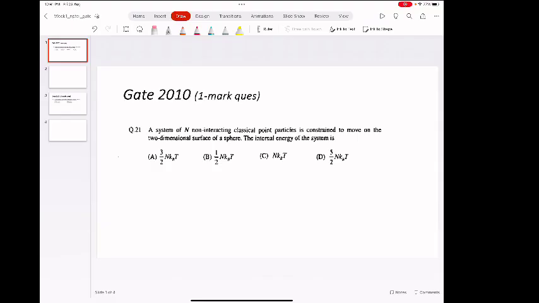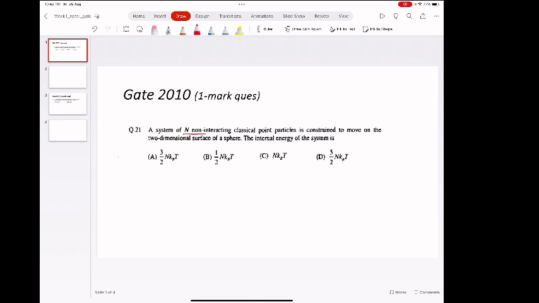This is a question from GATE 2010, a 1 mark question, question number 21 of GATE 2010. It states that a system of n non-interacting classical particles, which are point particles, is constrained to move on the two-dimensional surface of a sphere. The internal energy of the system is, and there are 4 options given.